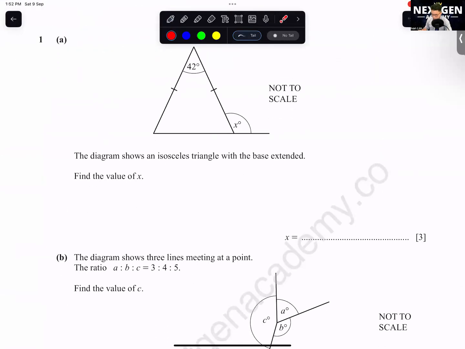Question 1. The diagram shows an isosceles triangle with the base extended. Find the value of x. How to find the value of x? Isosceles triangle, these two angles will be the same. So you will take 180 minus 42 over 2. You get 69 degrees. This one is 69. X will be 180 minus 69, where you get 111 degrees.